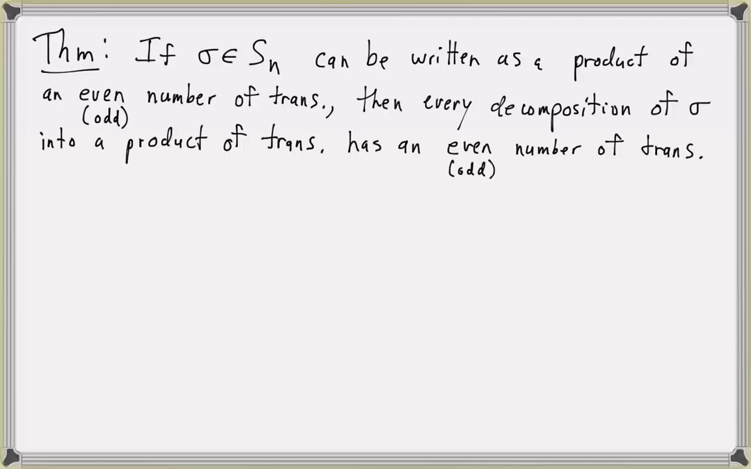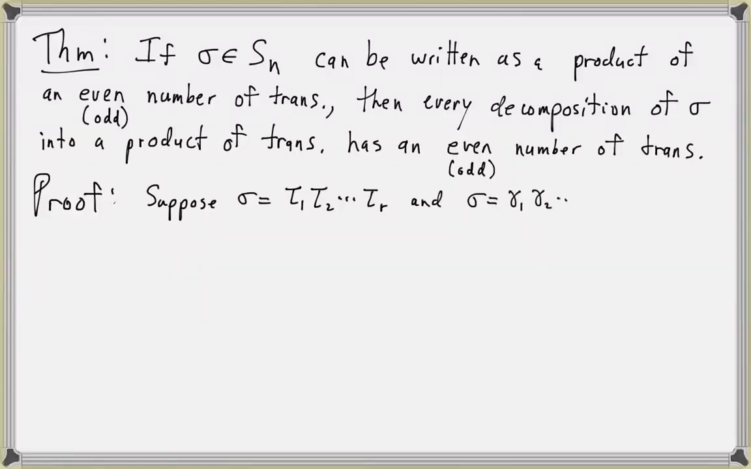We're going to show that any permutation can always be written as either an even number of transpositions, or it's always going to be an odd number. So let's suppose we have two different products of sigma as a product of transpositions. So suppose sigma equals tau 1, tau 2, all the way out to tau r, and we can write sigma as the product of transpositions gamma 1, gamma 2, all the way out to gamma s, where again the factors are all transpositions, so the tau i and gamma i are transpositions.